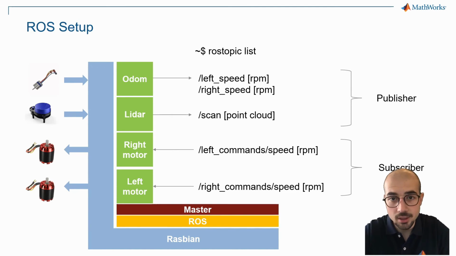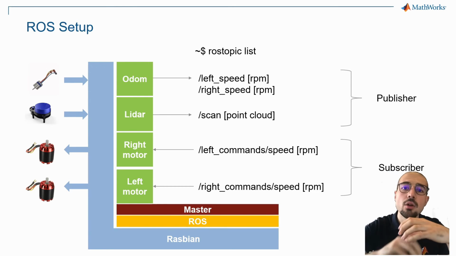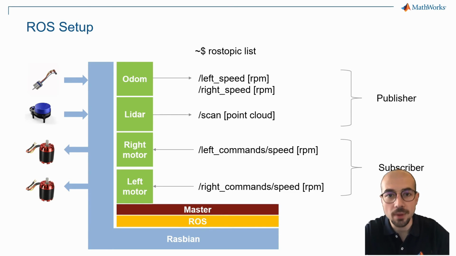For the LiDAR it is the opposite: the LiDAR provides information to the LiDAR node. The LiDAR node writes on the /scan topic, so it publishes something on this topic. Then there are some other players inside the environment, such as MATLAB, for example, that want to know the LiDAR information and will read this information.